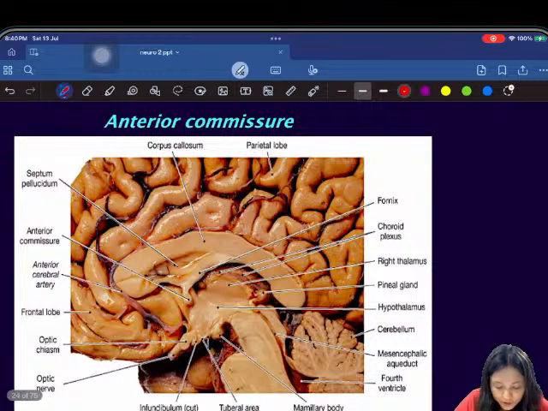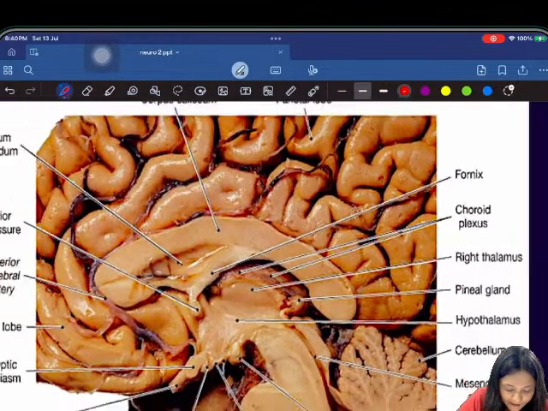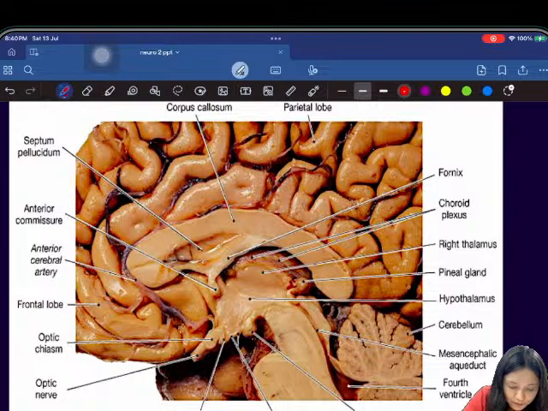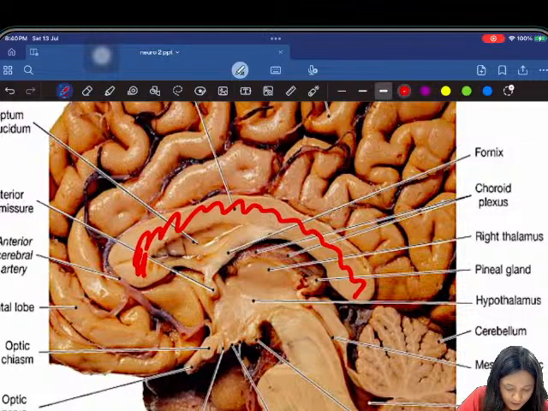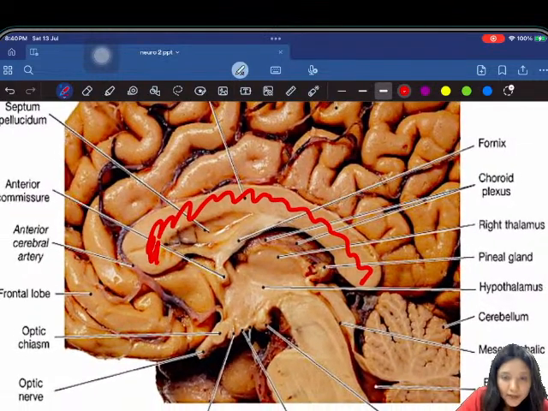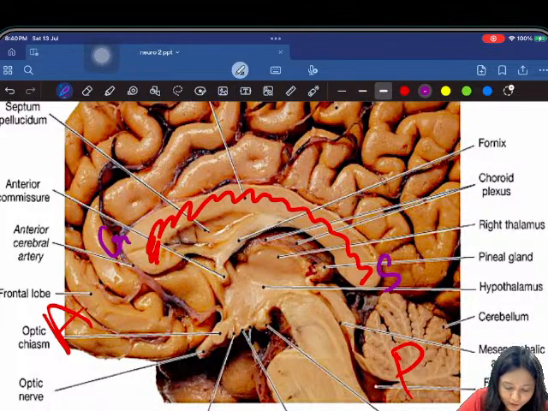Now let us come to the commissures. We have studied the anterior, posterior, habenular and hippocampal commissures. First we have to identify the corpus callosum. So you know that this is the corpus callosum. This is the posterior part, this is the anterior part. So this is your genu, this is your splenium. And this is the body, and this is the rostrum.